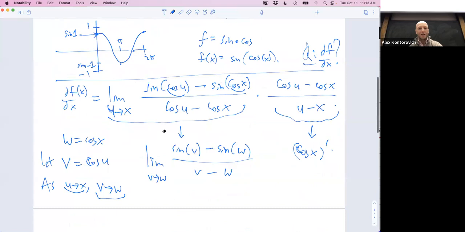So this limit as u goes to x of sine of cosine of u minus sine of cosine of x, divided by cosine of u minus cosine of x, just this part itself, we can think of as the limit as v goes to w of sine of v minus sine of w divided by v minus w. Does that make some sense?